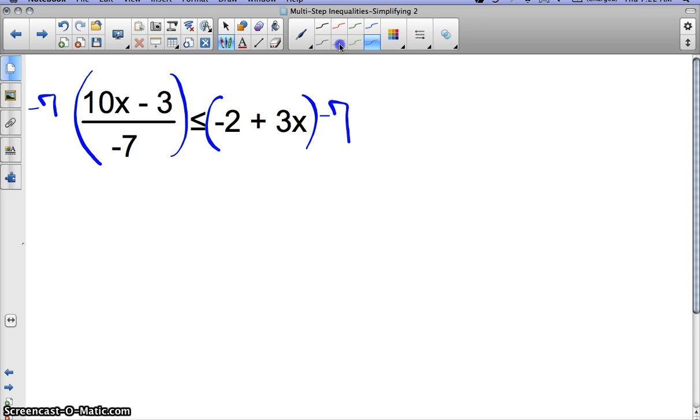So when we go ahead and do that, we end up with 10x minus 3 on the left. Because we multiplied by a negative, we have to flip our sign. Alright? Make note of that. So if you don't remember that rule, write it down again. If you multiply or divide by a negative, you must flip your sign.